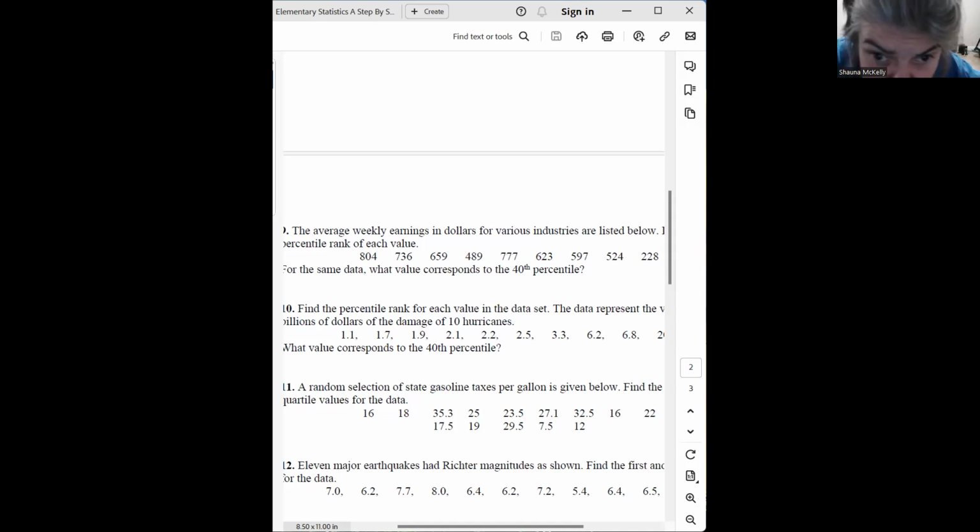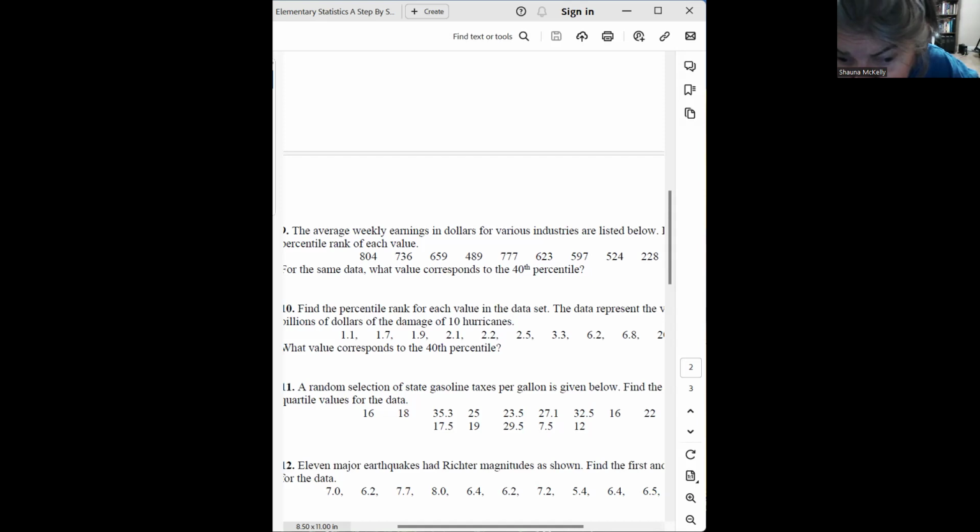Now, I'm going to show you this. I want to find the percentile rank of each value. So I'm going to have as many answers as I have values in the list. And you're thinking, oh, that's going to take forever. Not really, because it's a pattern. So let me show you something. Let's go to the slides for a minute.